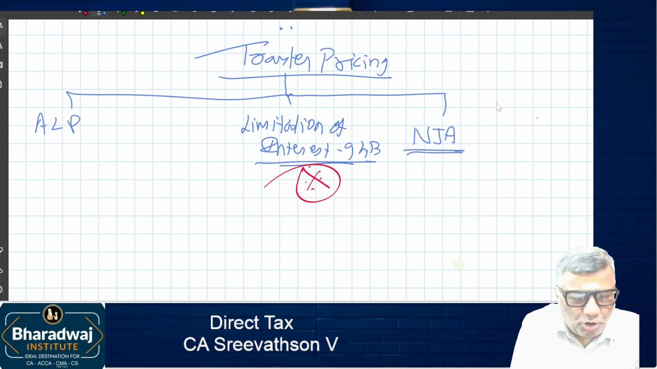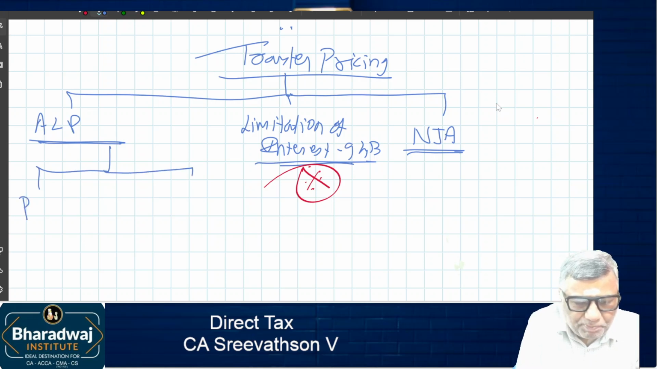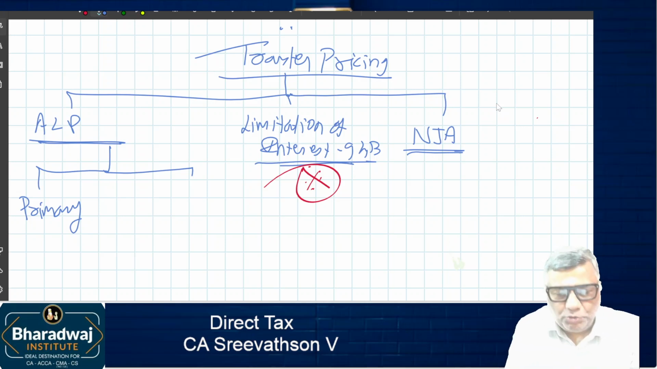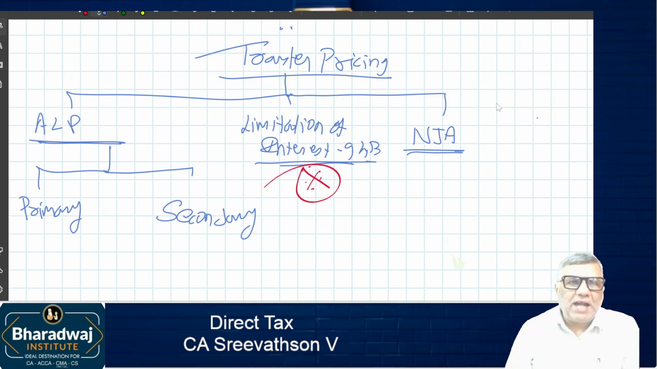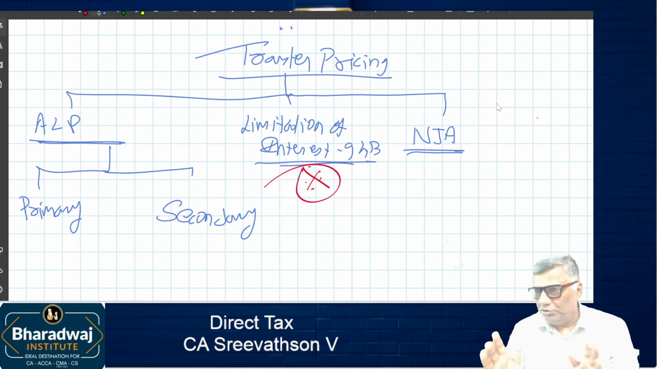Whenever I am speaking about ALP, I am speaking about ALP from the two perspectives of both the primary adjustment, which is what we have to find out, and the secondary adjustment, which will have an impact on the interest, on the inflow of money or the additional tax that needs to be paid. So this is how my coverage of transfer pricing is going to be in the revision, on these aspects.